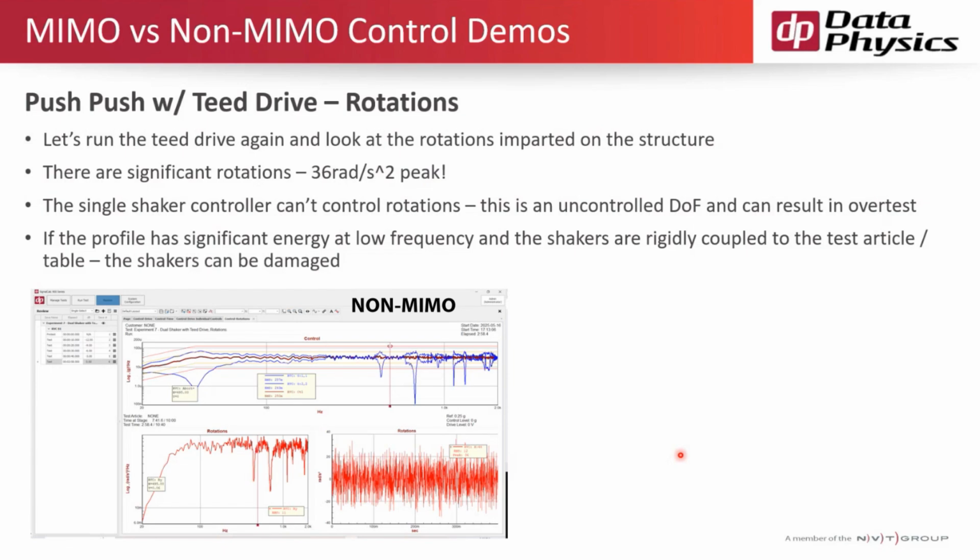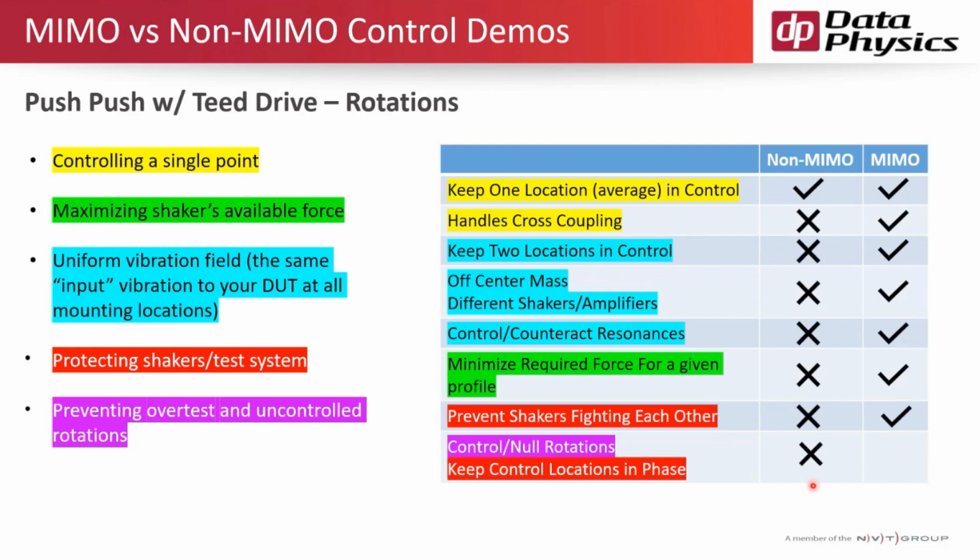Now, if the profile had significant energy at low frequency, then rotations can cause your shakers to move out of phase, and you can cause a lot of damage to your armatures or head expanders. If you're testing a high value test article, this additional 36 radian per second squared can result in an overtest scenario. Okay, so the non-MIMO controller is not able to cancel out rotations and not able to protect your shaker system from the shakers moving out of phase with each other.